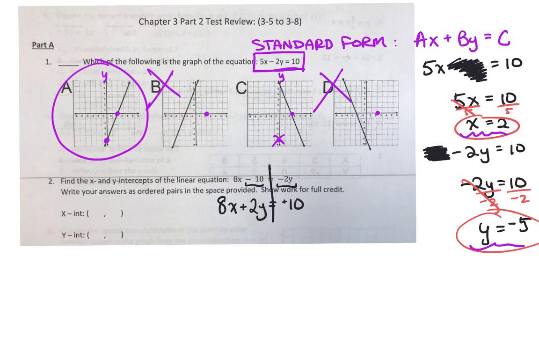So you could do that if you wanted to, and now you could use the same technique that you used in the previous question. I could find the x-intercept by making the y 0 or ignoring the y. So if I ignore the y, it now says 8x equals 10, and I could divide by 8 on both sides, and x equals 10 divided by 8 is, what is that going to be? That's 5/4, so 1.25.